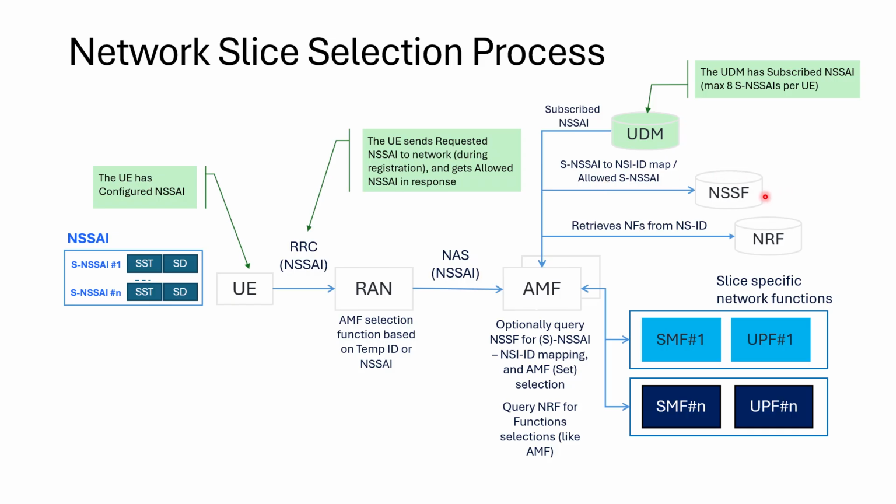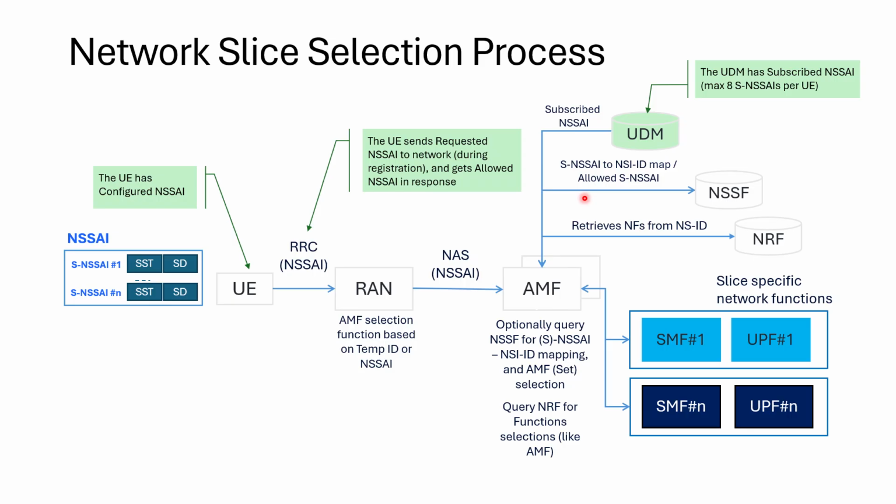It compares the requested NSSAI against the subscribed NSSAI and the current network topology. Then it returns the allowed NSSAI. It also maps an S-NSSAI to a specific NSI ID, the network slice instance ID, telling the AMF that here is the exact virtual blueprint for that particular slice. If the NSSF determines the current AMF is not authorized or equipped to serve that slice, it will force a redirect to a target AMF.